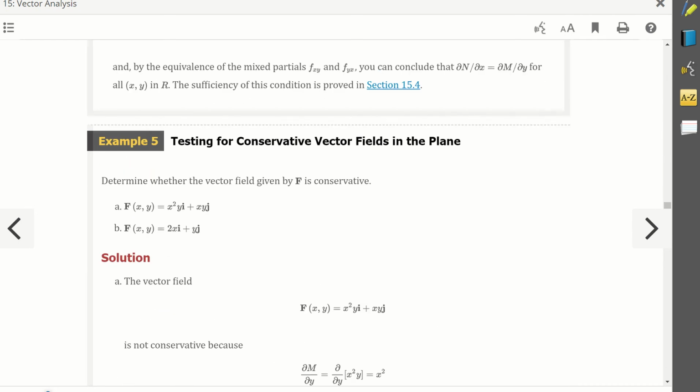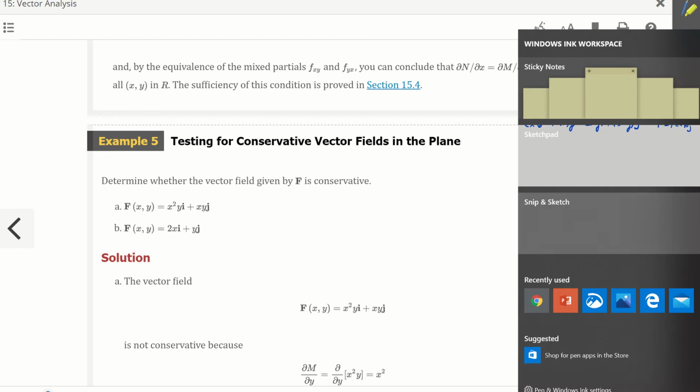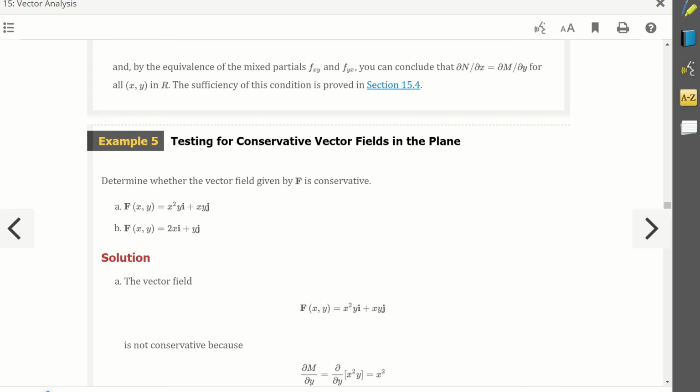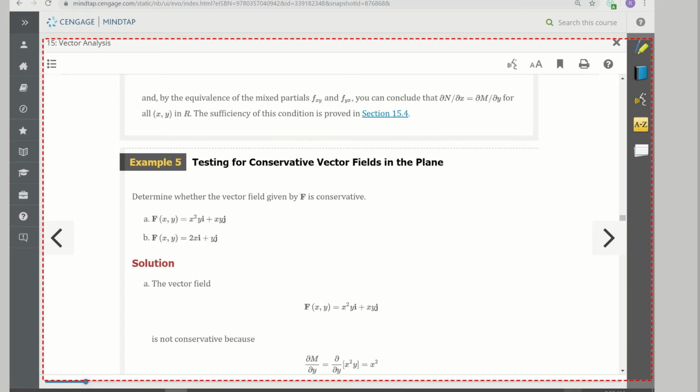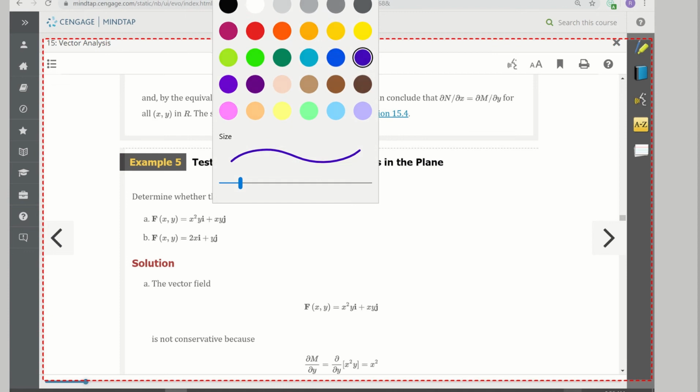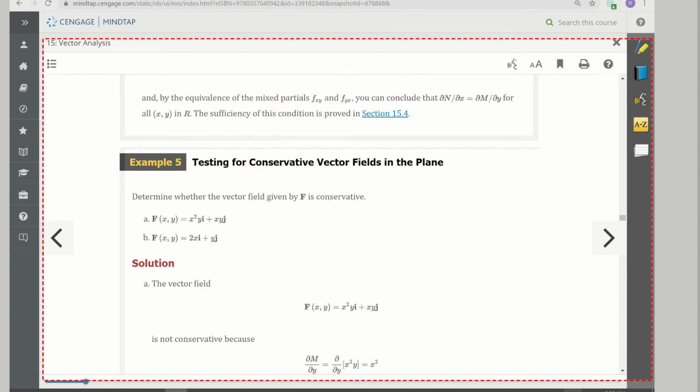Let's take a look at example 5. They want us to determine whether the vector field given by each of the conditions is conservative or not. Let's go ahead and work through this. So if we do example A to start, the M in this case is x squared y. The N is equal to xy.